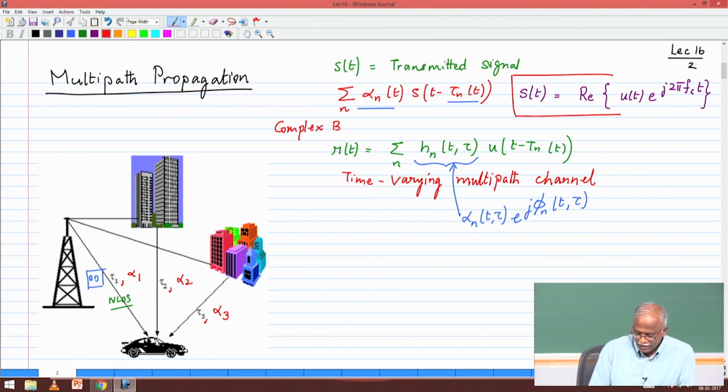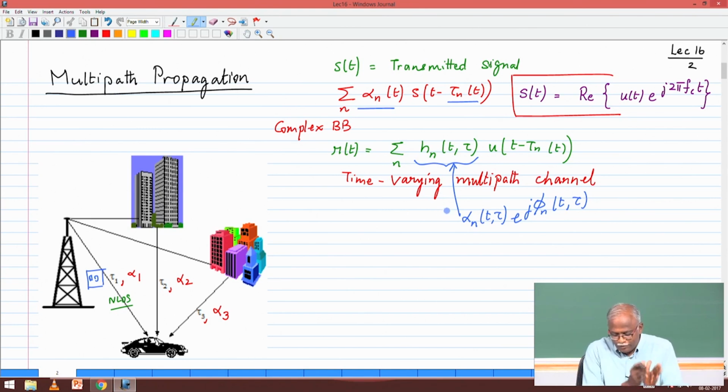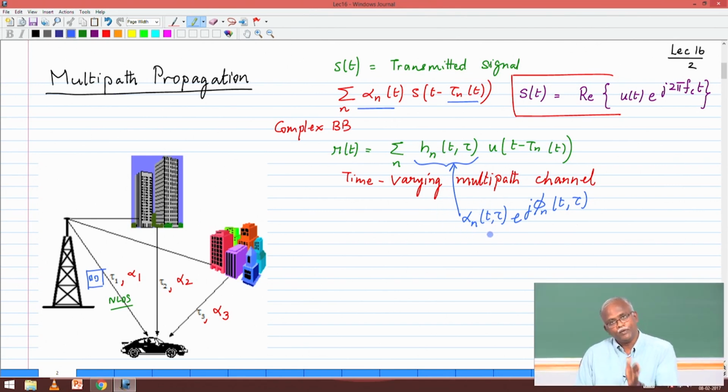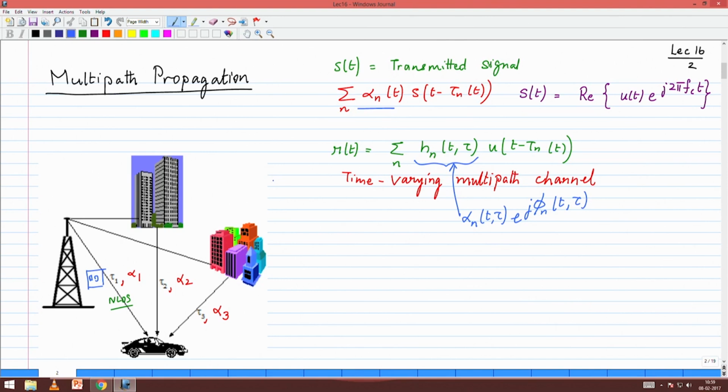Complex baseband notation says the received signal is a superposition of the complex baseband signal that was transmitted with different gains and delays, and that is represented by the time varying multipath channel. And if we want to think of it in terms of discrete occurrences of these multipath components, you can think of it as alpha n, which is a function of t and tau, the delay at which it occurs, and the corresponding phases, which will also be a function of t and tau.